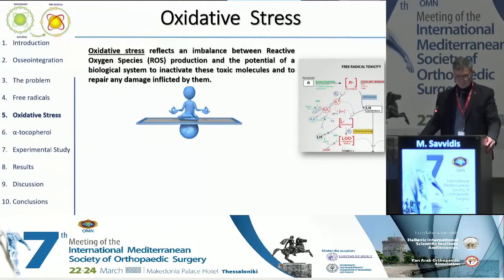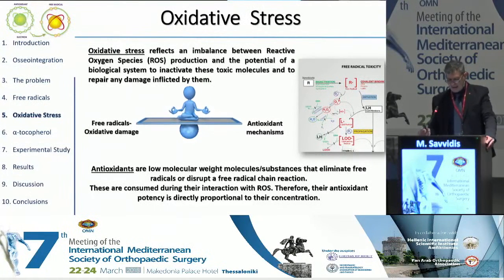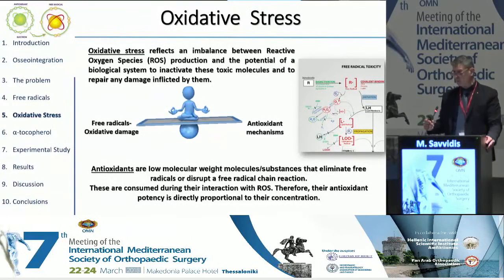Oxidative stress reflects an imbalance between reactive oxygen species, known as ROS, production and the potential of a biological system to inactivate these toxic molecules and to repair any damage from them. Antioxidants are low molecular weight molecules or substances that eliminate free radicals or disrupt a free radical chain reaction. These are consumed during the interaction with ROS. Therefore, their antioxidant potency is directly proportional to their concentration.